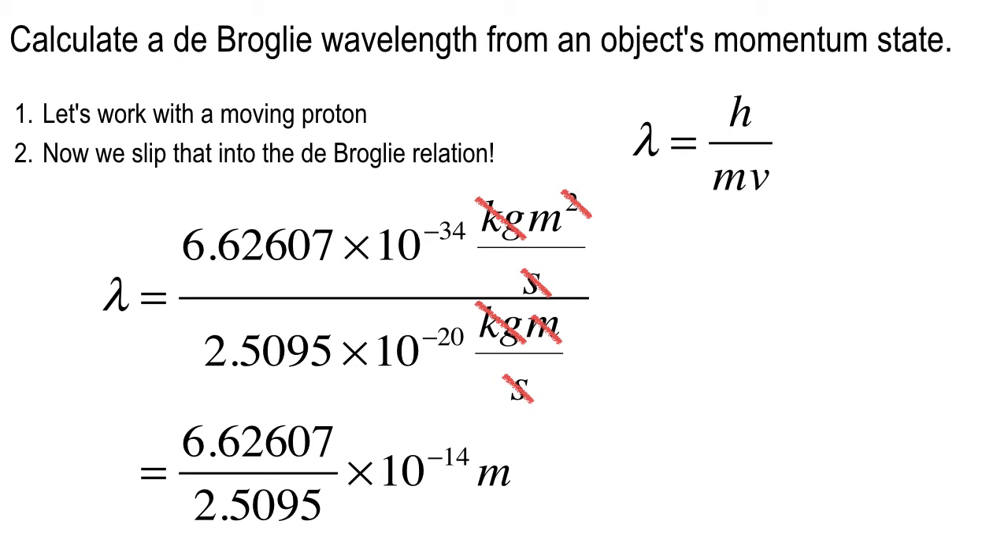And then my quotient, 6.62607 divided by 2.5095. Now that's going to be 2 point something. So I had 2 point something times 10 to the minus 14. This is what it works out to. And I'm going to ask you to do a calculation just like this on the iClicker in just a minute. We're going to do 2 of them together. So let me pause now for a question. Anything you want me to review?